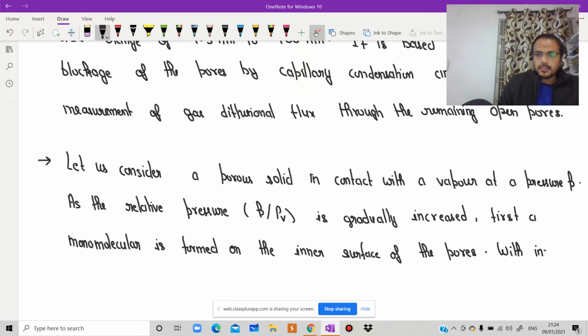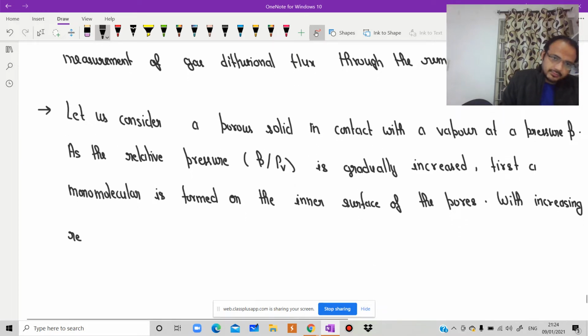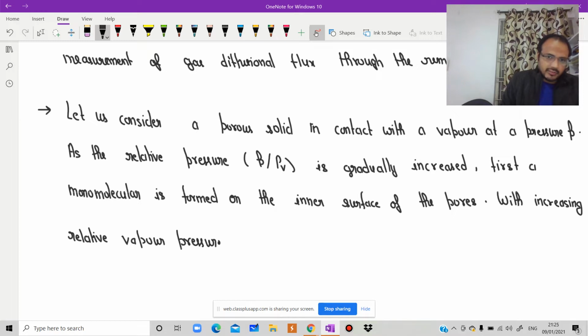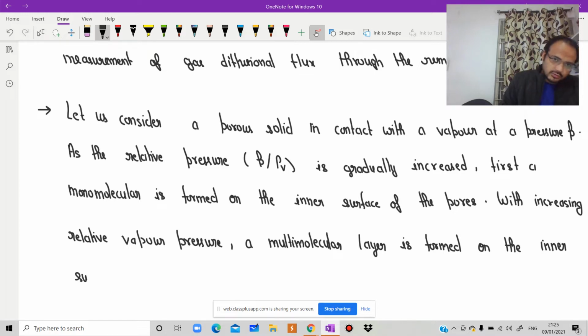With increasing relative vapor pressure, a multimolecular layer is formed on the inner surface of the pores.